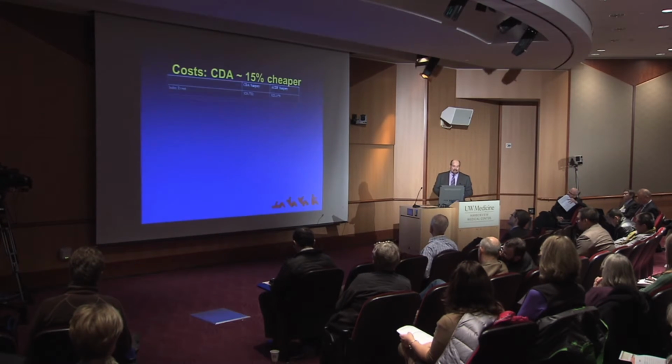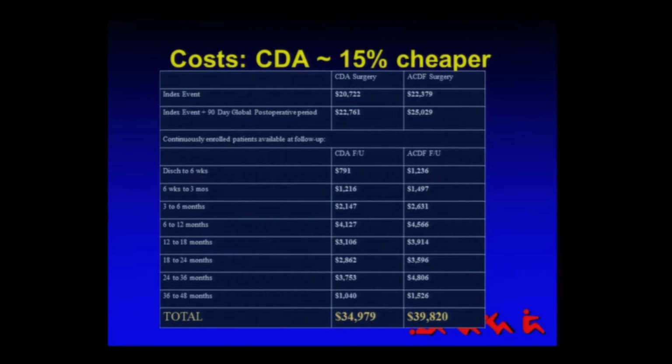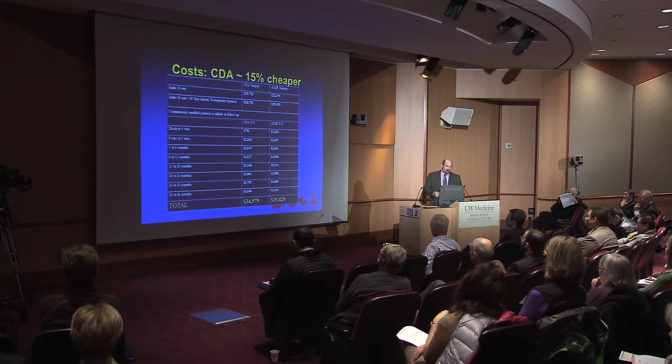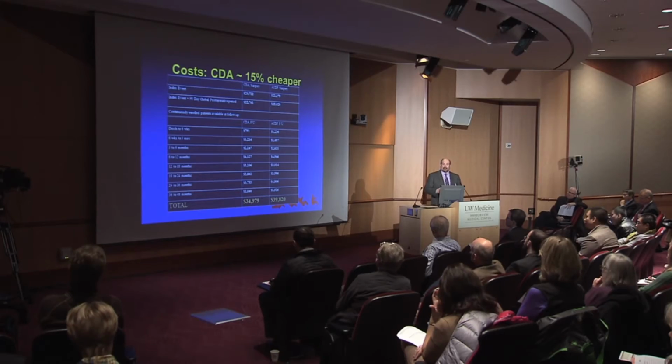If you look at their costs, and you can see the top line is the index event, even at the time of surgery, the day of surgery, or the hospitalization, which in most cases was one to 2 days, they paid about 10% less. If you look at the 90-day global period, the difference between $22,700 and $25,000 favored the arthroplasty patients. And then at each of the individual time frames, there was less cost actually paid out by Blue Cross for their arthroplasty patients. And if you look at the total cost on the bottom line, you can see it's a very significant difference, about a 15% difference. And this is their own data.